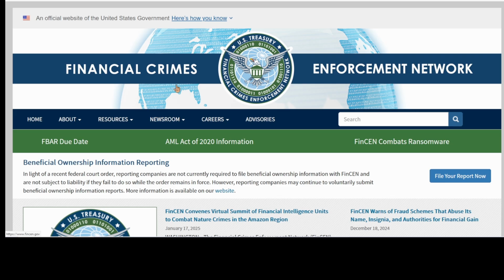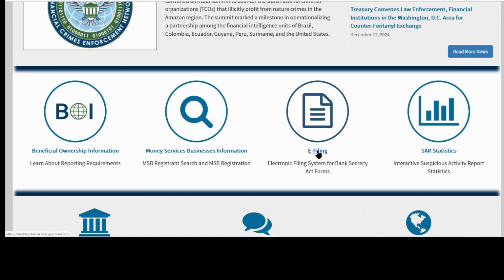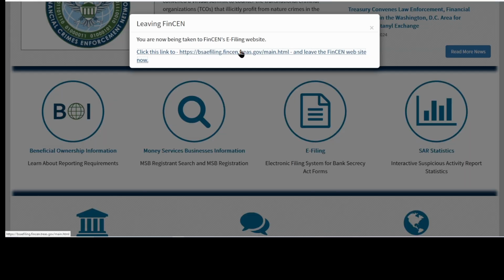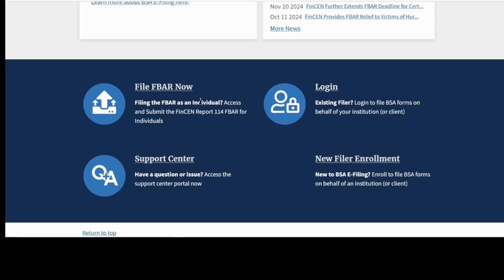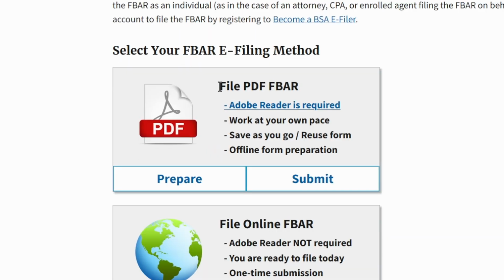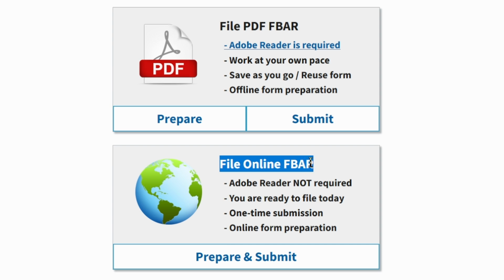Okay, so now we're ready to actually file the 2024 calendar year FBAR. Go to fincen.gov and go down here, click on e-filing and click on this link. Okay, scroll down, click on File FBAR Now as an individual. Now there are two options. You can file the PDF FBAR or the online FBAR.